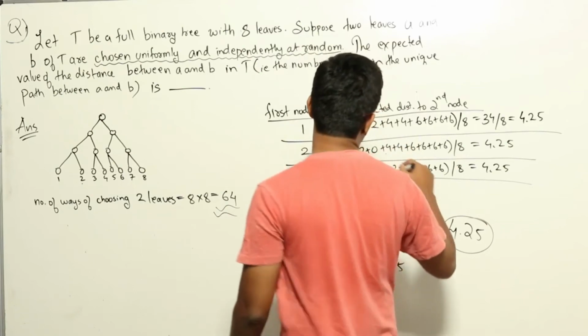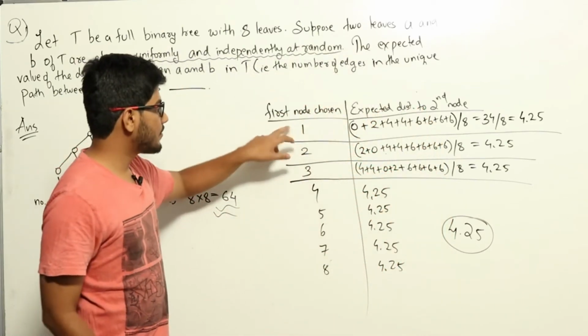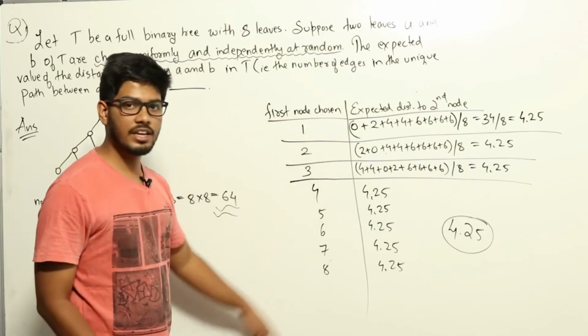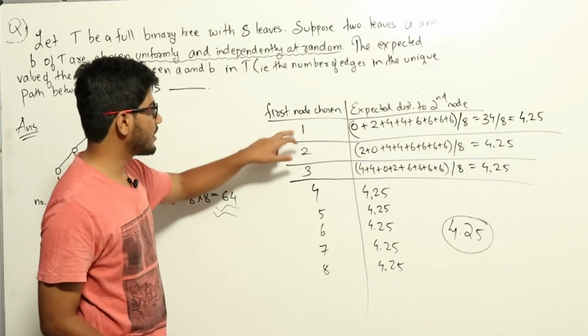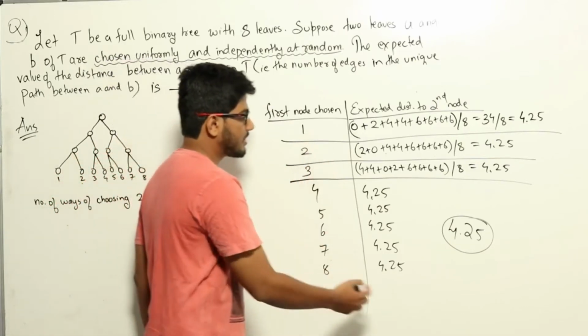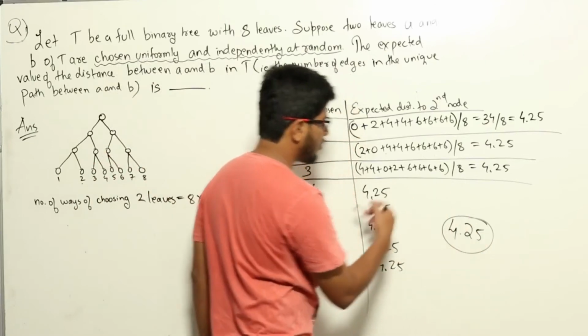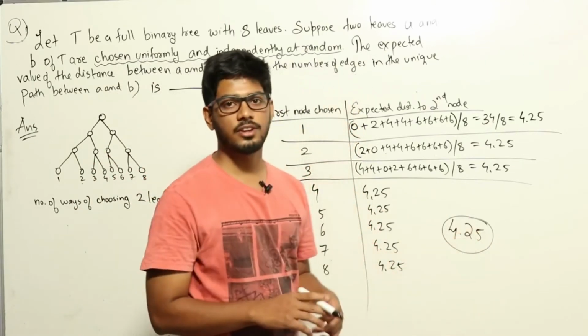That is exactly the same for whatever nodes we choose. Meaning, if the first node is 1, 2, 3, 4, 5, 6, 7 or 8, the expected distance will be 4.25 only. Now the probability of choosing all of these nodes are the same only, that is 1 by 8. So the expected value will be this same only, since probability of all of this is same. So the final expected value will be 4.25 only. That is the answer.